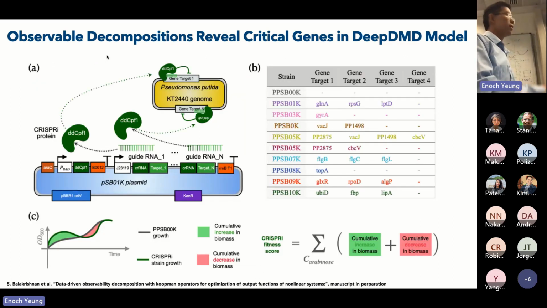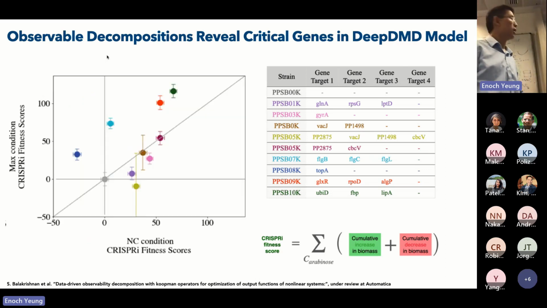We then did ddCPF1 multiplex CRISPR knockdowns from the targets identified using this method, and we identified in particular the top ranked knockdowns that would give us some effect, and scored the increase in biomass or the decrease in biomass accordingly. And here's the results in summary.